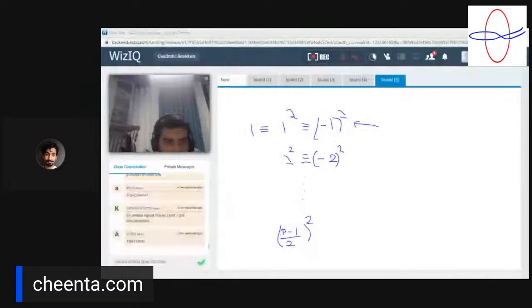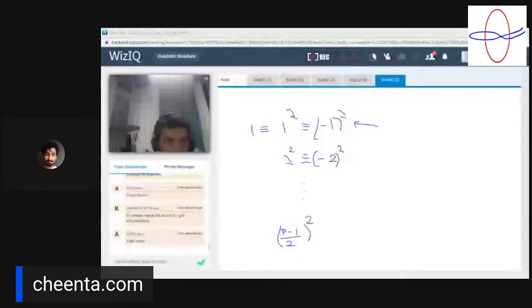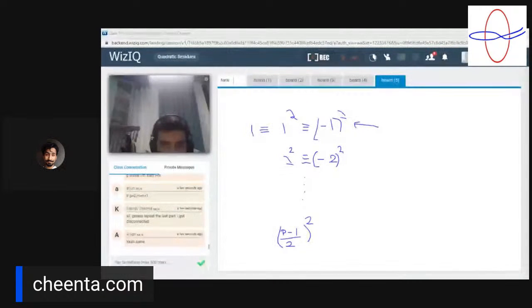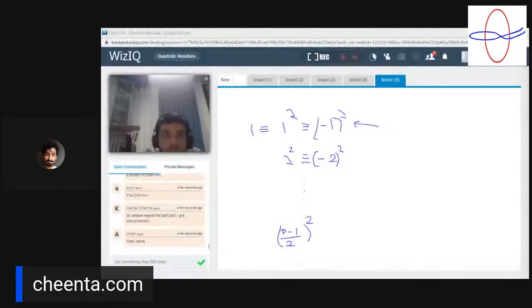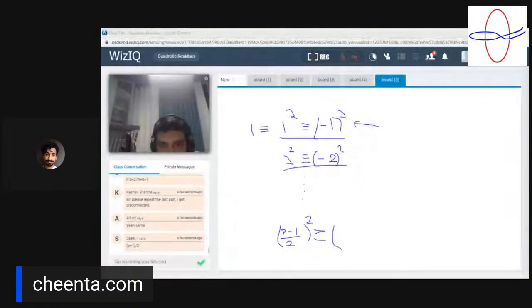So you have this one pair here. Similarly, you have a pair of values here, and so on up to (p-1) whole square, which is equal to ((p+1)/2) whole square.